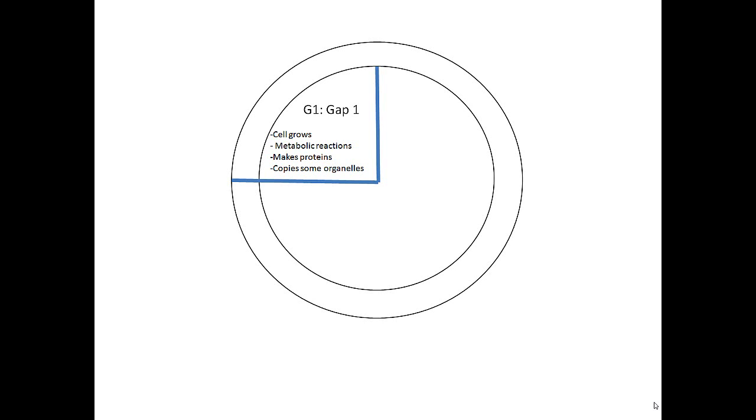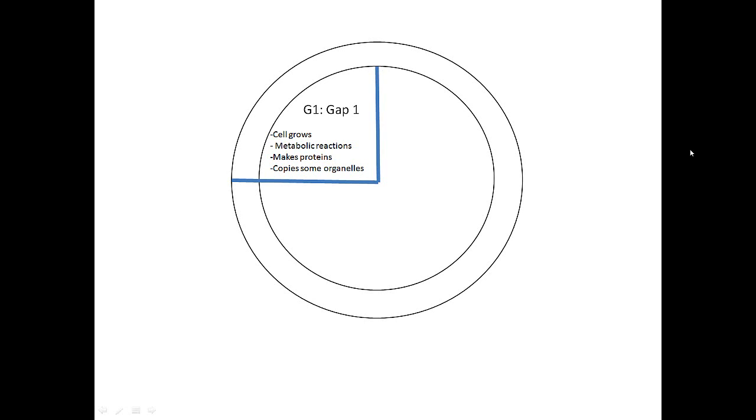Our first stage is called gap 1. It is really important that this line right here goes past the inner circle into the outer circle, and this top line does not. Please draw it exactly like mine is, because we're going to add in some labels and this will make sense later.